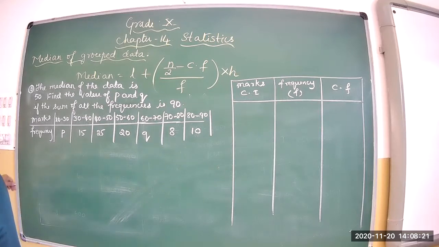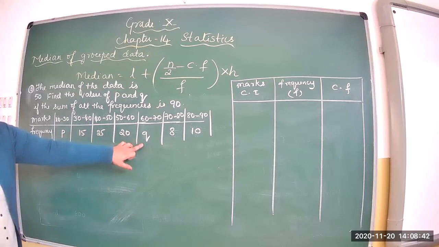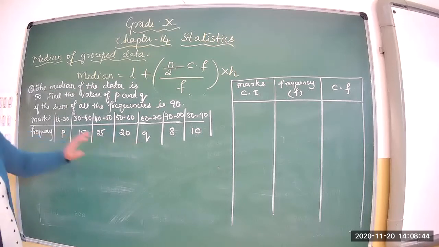Second example: the median of the data is 50. Median is given as 50. Find the values of P and Q if the sum of all the frequencies is 90. Now, see here, marks are given and also their frequencies are given. In that, P and Q you need to calculate.